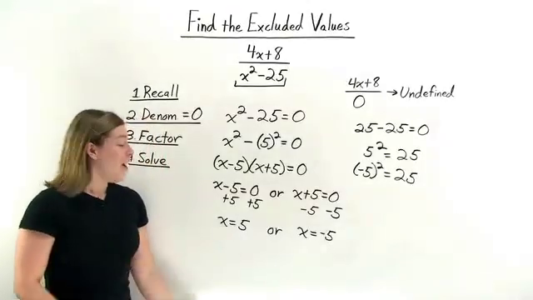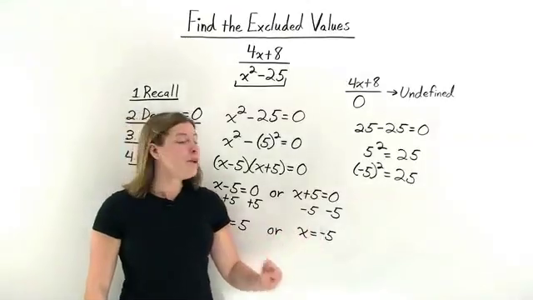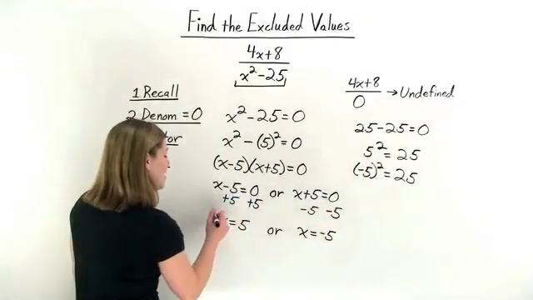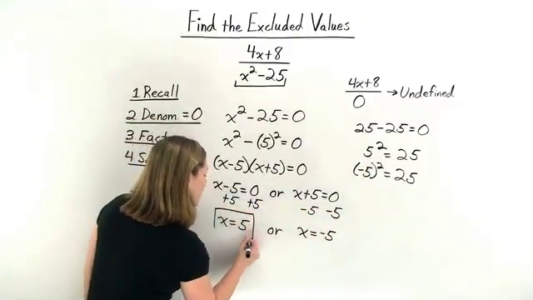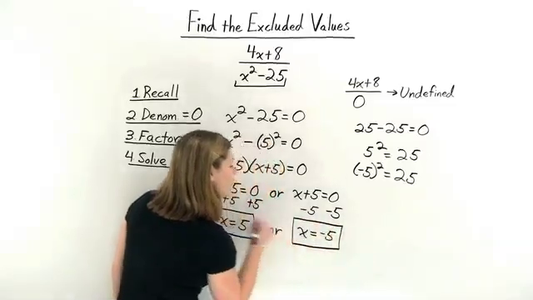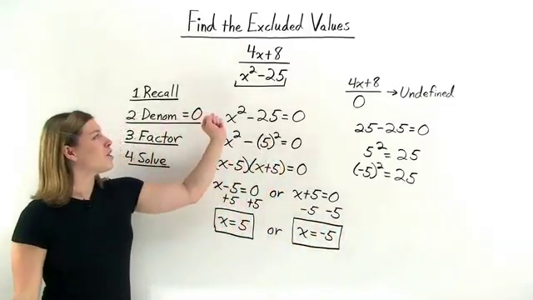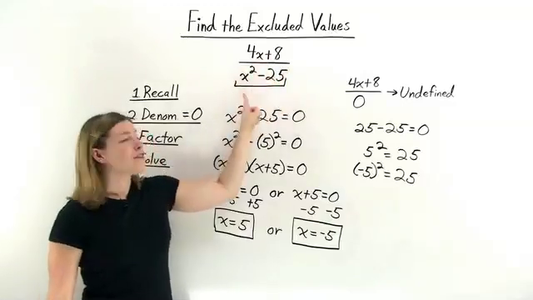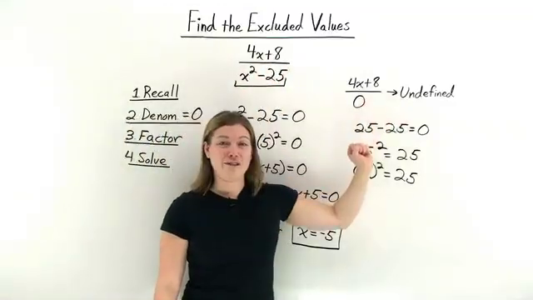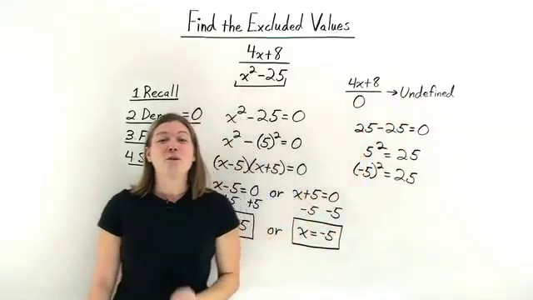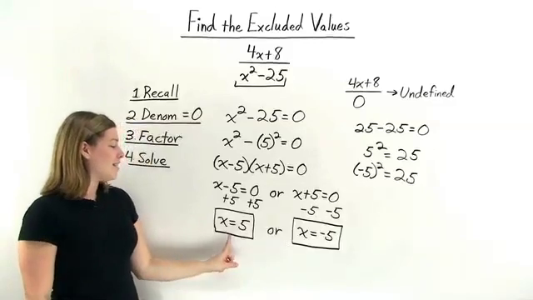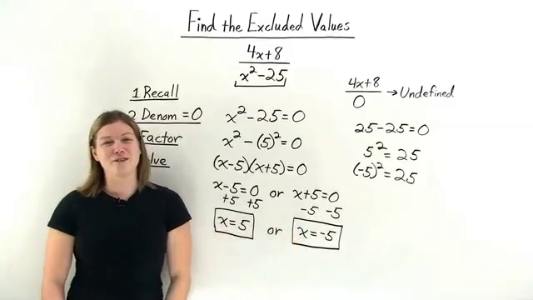And look! These are the values we thought we would get as the excluded values. So that means we have found the excluded values of this rational expression. If we plug either of these values into our original expression, we will get the denominator to be 0. That will make the rational expression undefined. So here we have found the excluded values of the given rational expression to be x equals positive 5 and x equals negative 5.